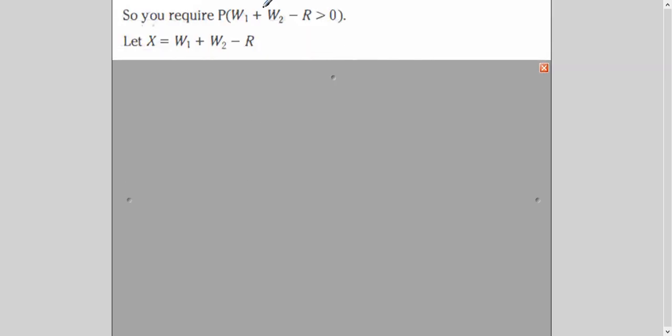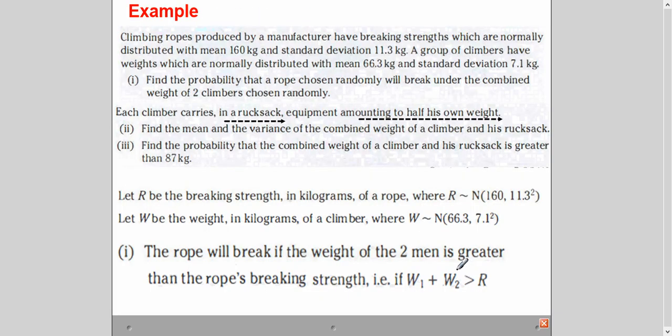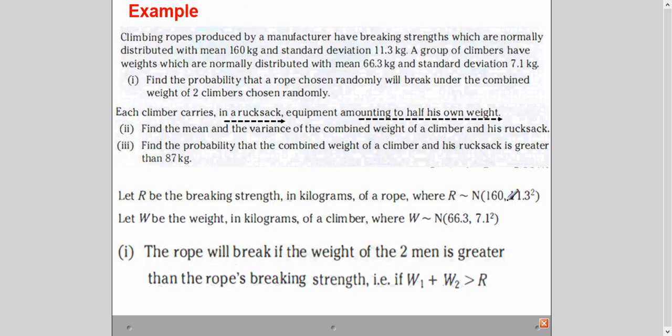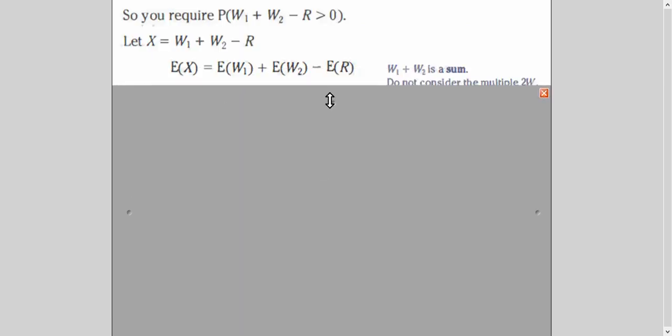So here it will become W1 plus W2 minus R greater than 0, right? If you bring it here. So now you have to find out the mean and variance of this function W1 plus W2 minus R, and you know the mean and variance of R and of W, which is given to you here. So now it is mean of this plus mean of this minus mean of R.